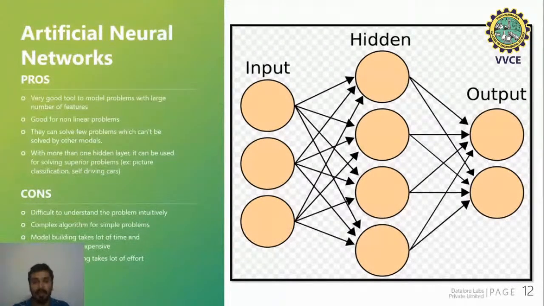But with some more additions or modifications to your deep neural networks, you will be able to solve extremely complex problems like self-driving cars, image classification, and speech recognition. All these problems can be solved using artificial neural networks. In fact, only artificial neural networks can be used to solve these kinds of problems.